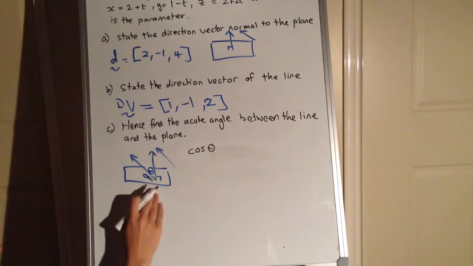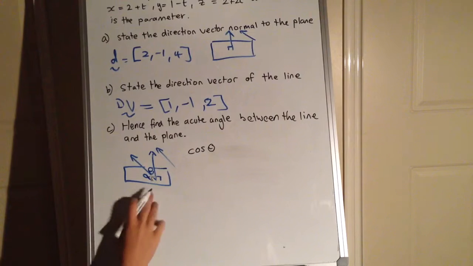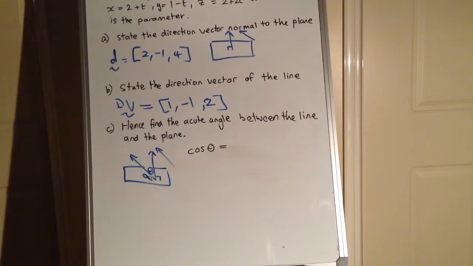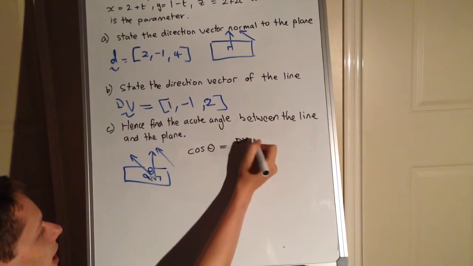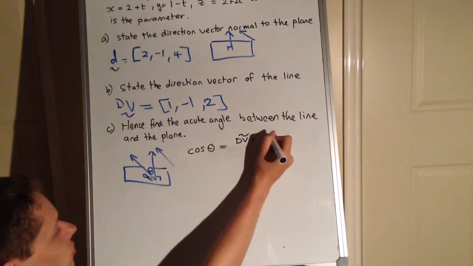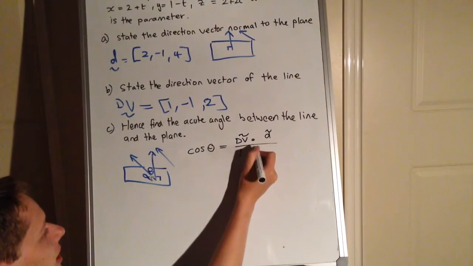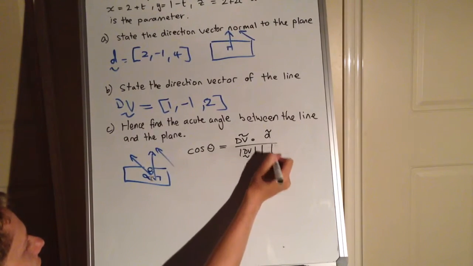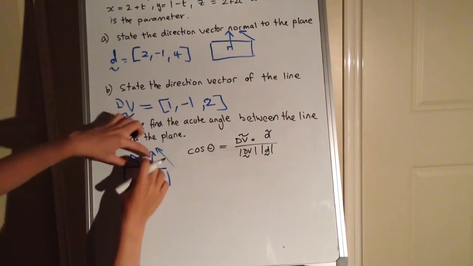If we use the direction vector to find the angle alpha there, we're finding the acute angle between the line and the plane. So cosine theta is going to be equal to the dot product of our direction vector with our normal vector, over the magnitude of our direction vector times the magnitude of our normal vector. Excellent, so we can work out the dot product between these two vectors, again, because we're looking at the included angle there.